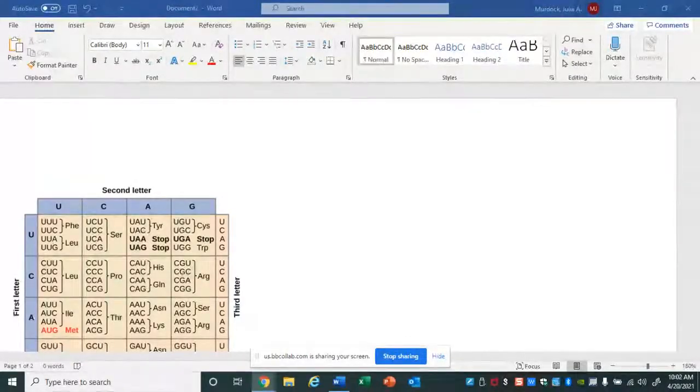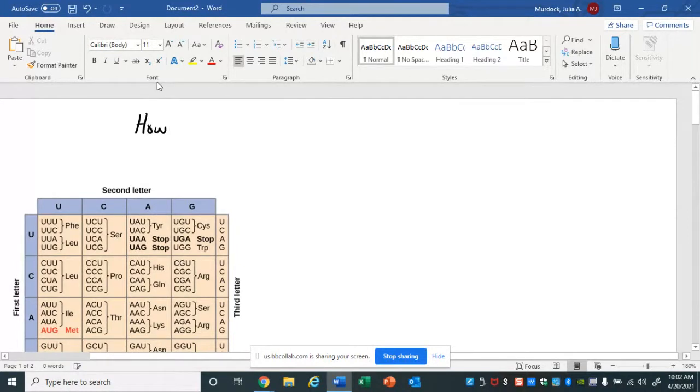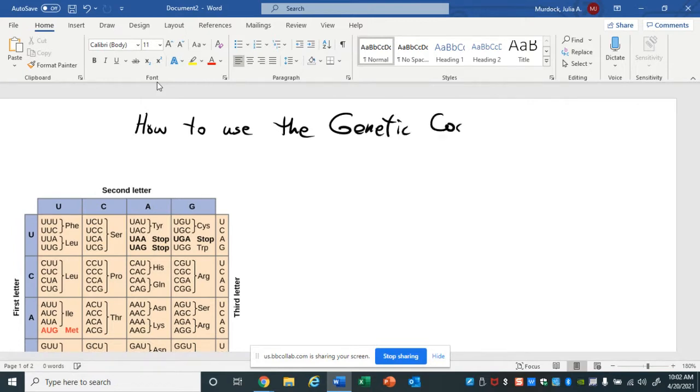All right, so this little recording is about how to use the genetic code, which is this chart right here. You may have seen it before, but we haven't really used it yet. I want to make sure that I show you how to do that.